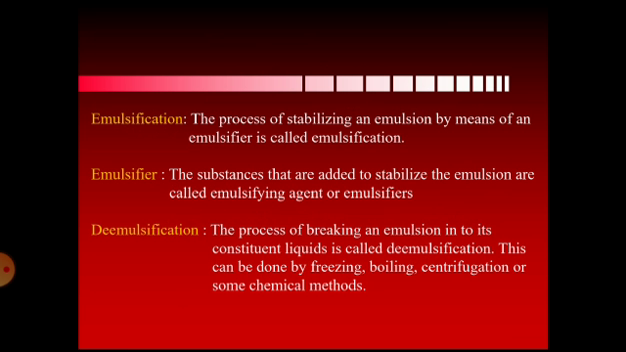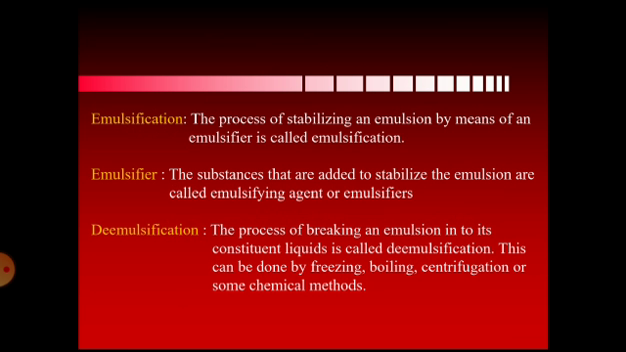So जो सब्सटेंस यूज़ करते हैं इमल्शन स्टेबिलाइज करने के लिए, उसी सब्सटेंस को हम क्या कहते हैं? इमल्सिफायर. Next one, de-emulsification. The process of breaking an emulsion into its constituent liquids is called de-emulsification. This can be done by freezing, boiling, centrifugation or some chemical methods. So अगर इमल्शन को हम ब्रेक करना है, that process is called de-emulsification.